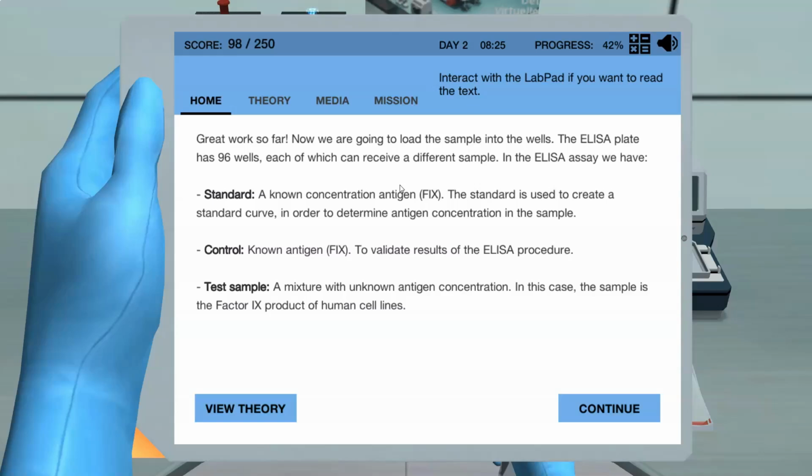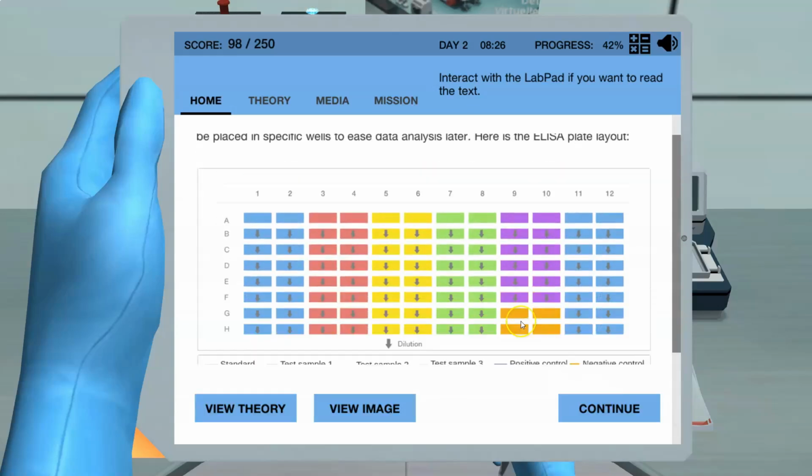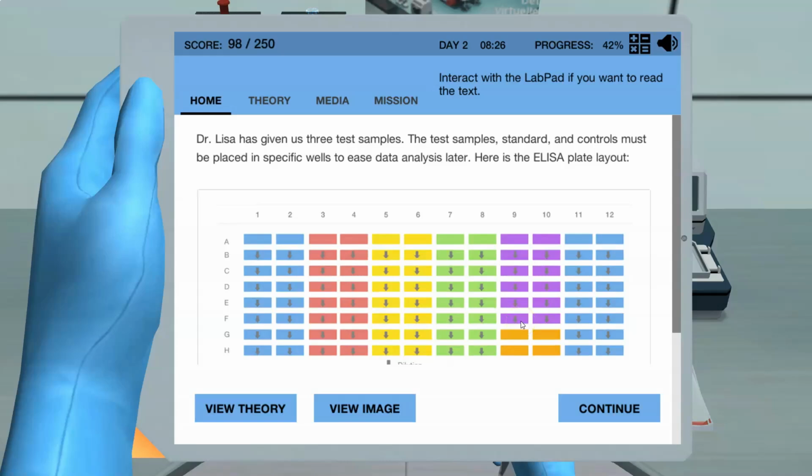Control, known antigen, to validate results of the ELISA procedure. Test sample, a mixture with unknown antigen concentration. In this case, the sample is the factor IX product of human cell lines. Dr. Lisa has given us 3 test samples. The test samples, standard, and controls must be placed in specific wells to ease data analysis later. Here is the ELISA plate layout.